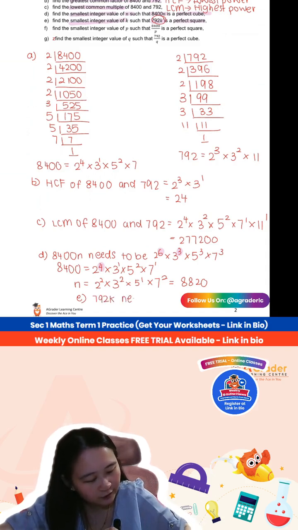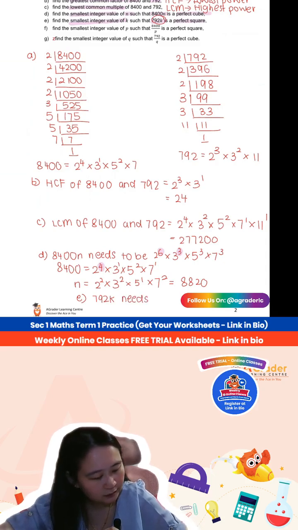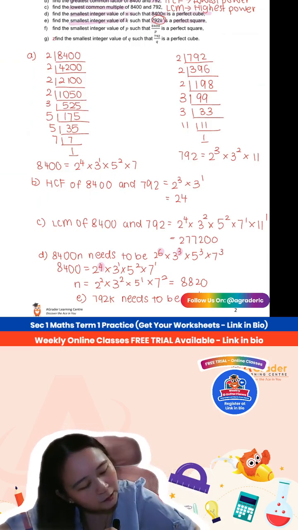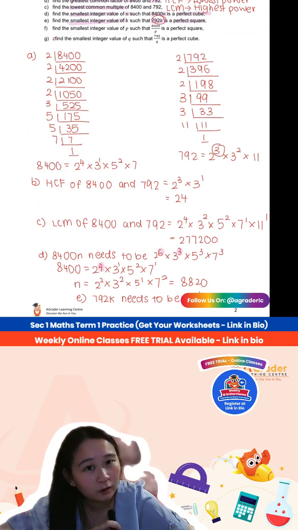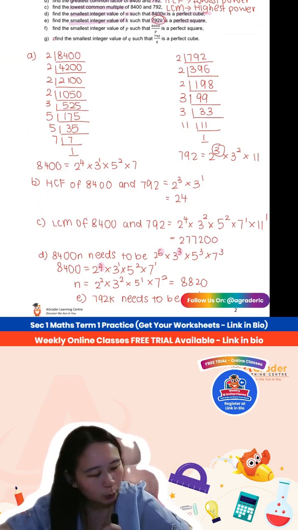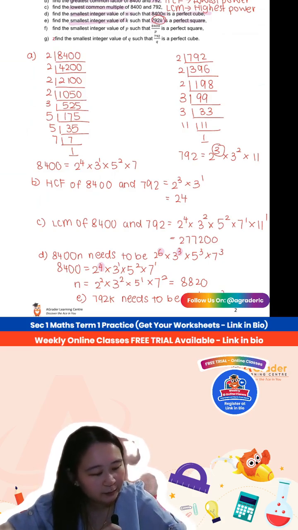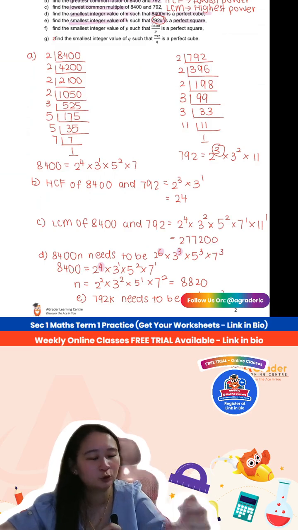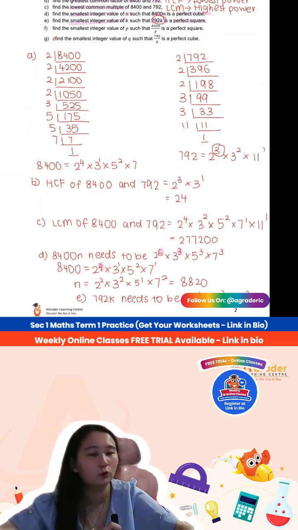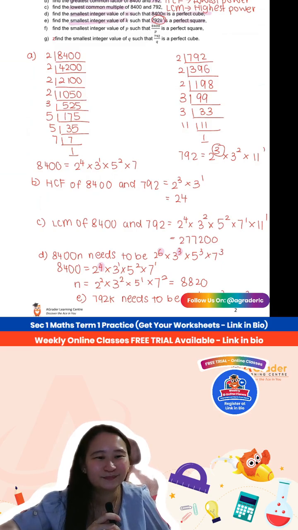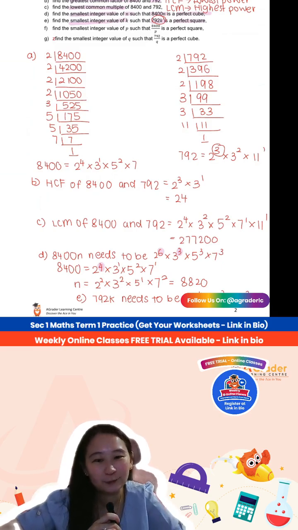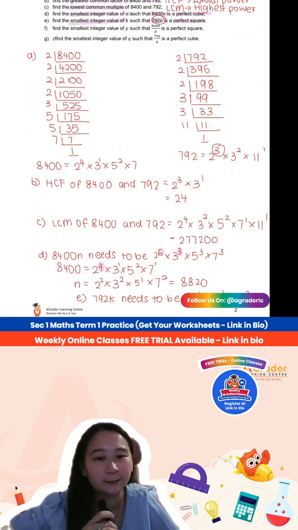So it needs to have even powers, meaning it will be 2 to the power of 4 times, because the next even power will be 4 for 792. Then base 3 is already in power 2, an even number, times 11. The base 11 is to the power of 1, so I need to make it power 2. They're asking for a perfect square, so it has to be even numbers.